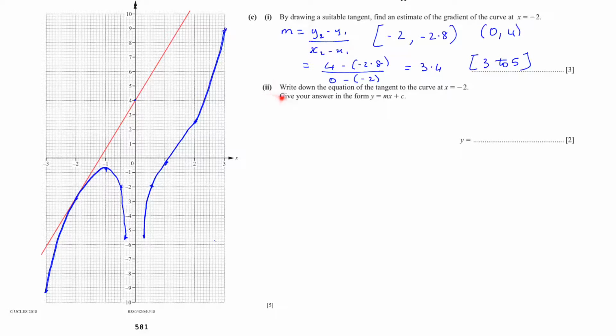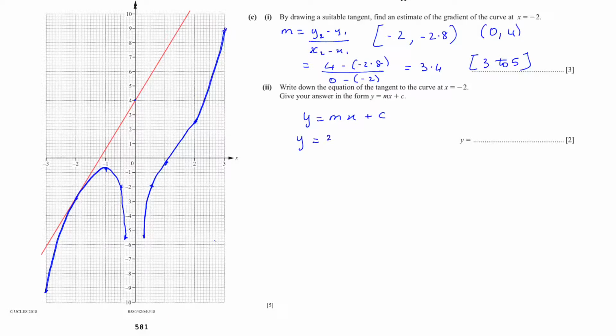In C2, write down the equation of the tangent to the curve at x is equal to -2. Give your answer in the form y is equal to mx plus c. A very easy question. You need to write it in this format. Y is equal to mx plus c.